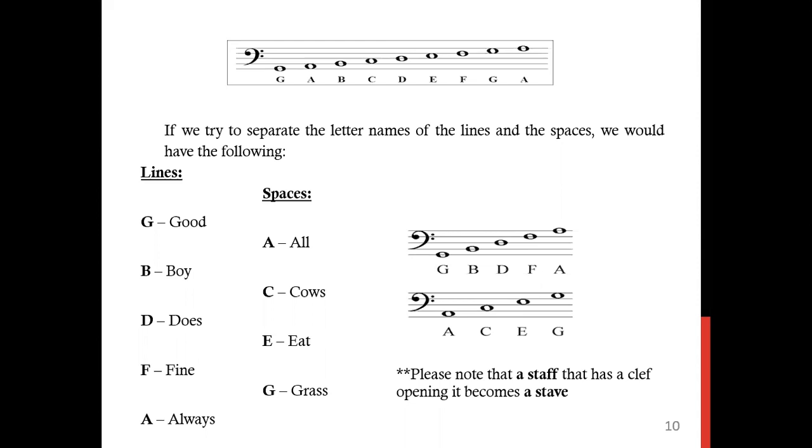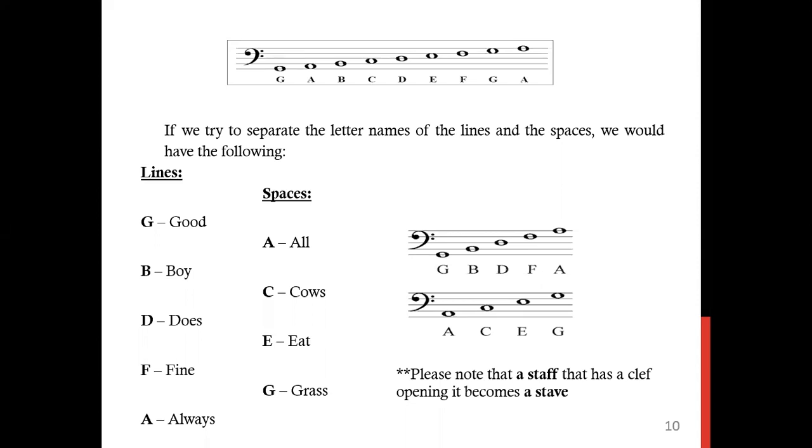Okay, you remember it's lines and spaces, not just lines. Thank you, A4. So when you have the lines and the spaces alone, that's just the staff. But when you put your clef at the beginning of your staff, then it becomes a stave. And how many types of clef do we have now? A5, how many types of clef do we have?